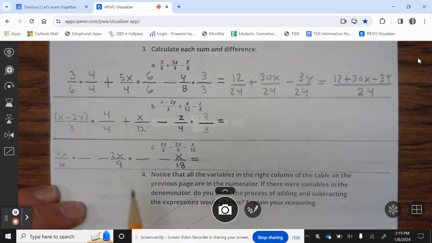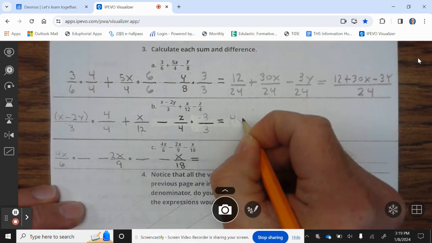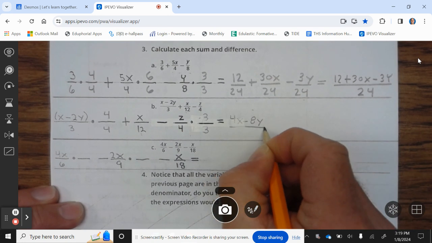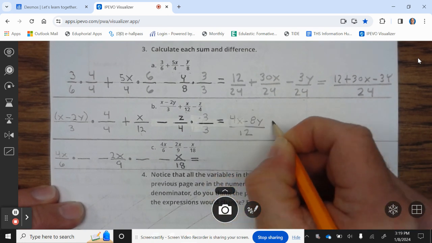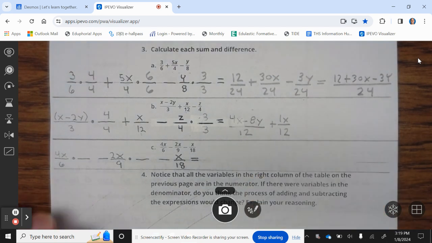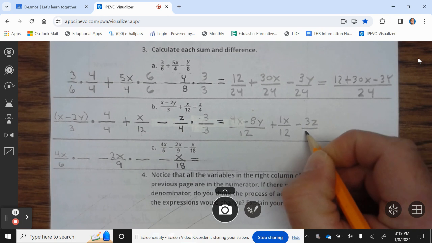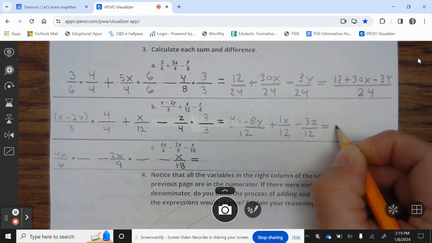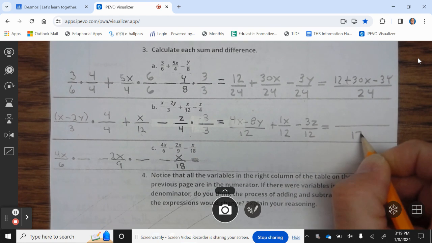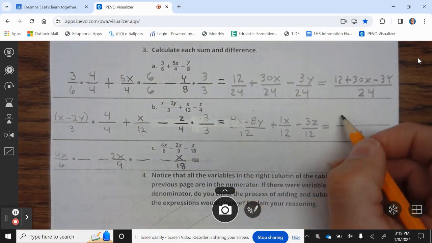Okay? So 4 times x minus 2y becomes 4x minus 8y divided by 12 plus 1x divided by 12 minus 3z divided by 12. Now, since all the denominators are 12, we can combine the numerators. Well, 4x and 1x is 5x.